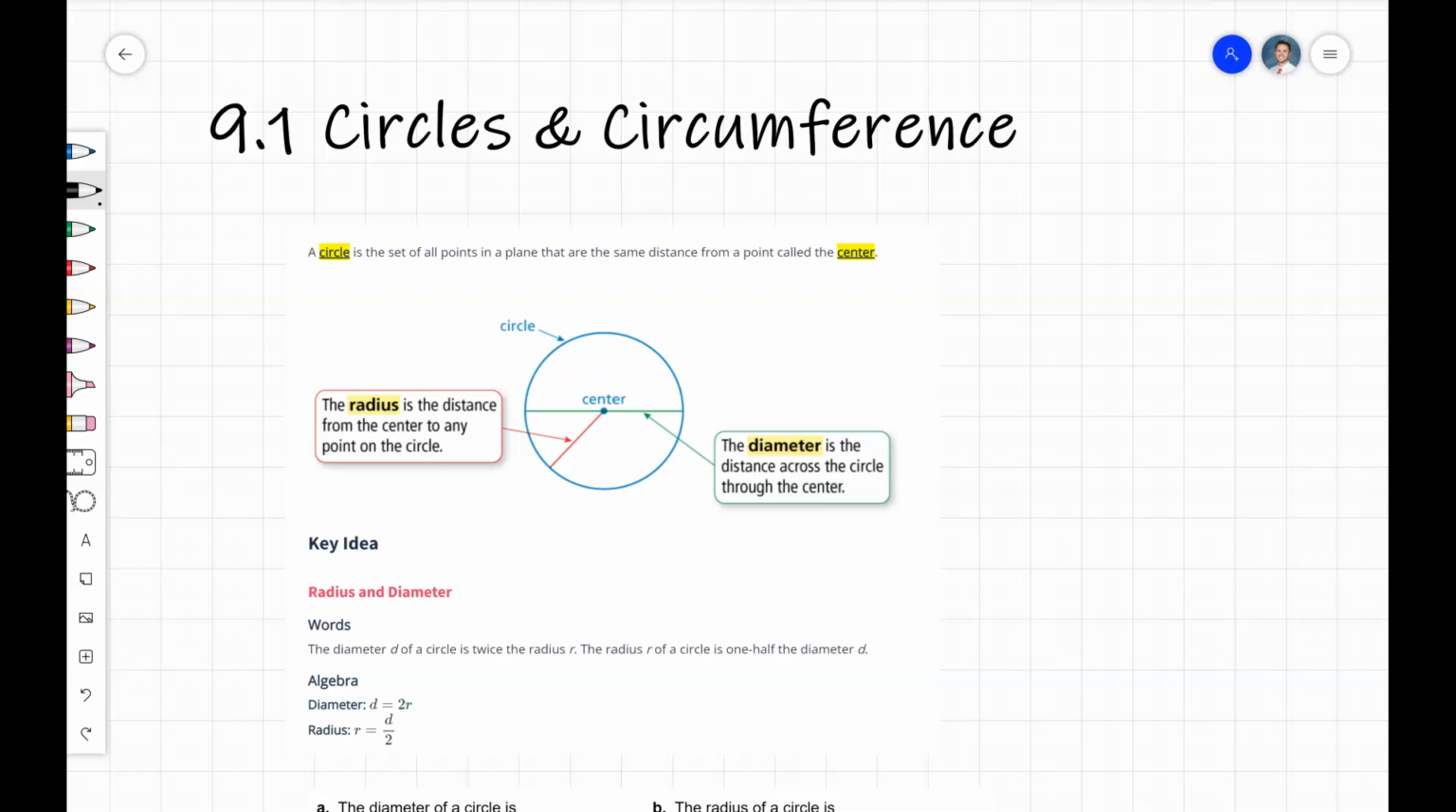Some other terms that we use: the radius is the distance from the center to any point on the circle, and the diameter is the distance across the circle through the center. You can probably tell that the radius is exactly half of the diameter, and therefore the diameter is twice the radius. So down here we've got both of those. The diameter, d, is equal to 2r, 2 times the radius, and the radius is equal to the diameter divided by 2.